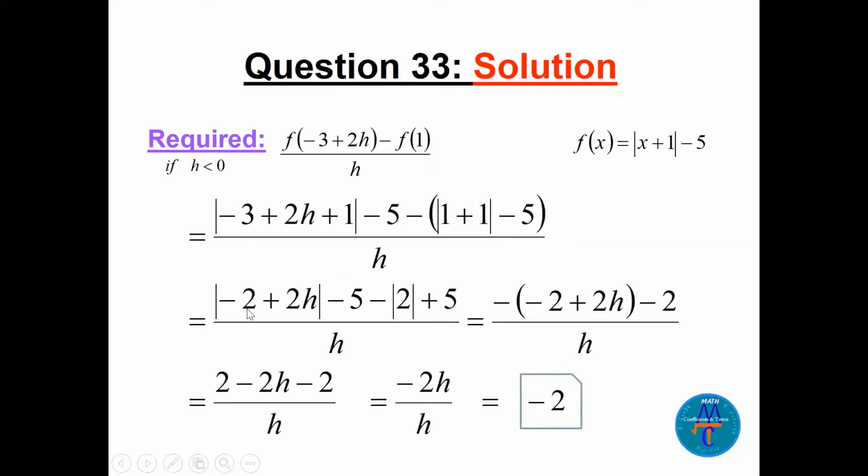This becomes minus 2 plus 2h absolute value. Now we know h is negative. So this is negative, so we have to put minus outside the absolute value so that the whole answer is positive. Cancellation, minus 5 plus 5. Then you will have minus 2h over h, cancel by h, and then minus 2 is the answer.